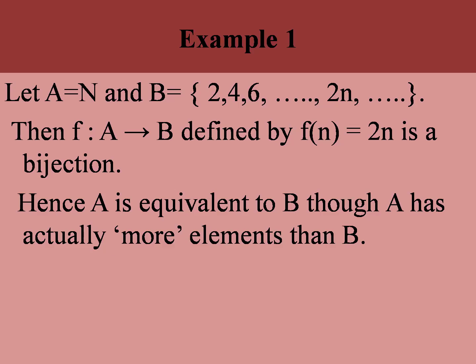If the map is bijective, it satisfies the conditions one-one and onto. Here we put n equal to 1, we get 2; n equal to 2, we get 4; n equal to 3, we get 6. So every element has a pre-image, at least one pre-image. Hence, there is a bijection map from A to B, where A is the set of all natural numbers. Hence, if there exists a bijection, the two sets are said to be equivalent. So here A is equivalent to B, even though A actually has more elements than B.